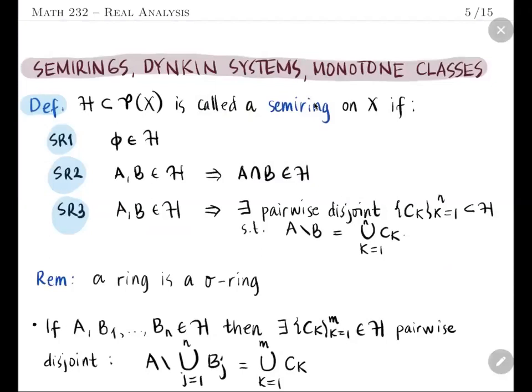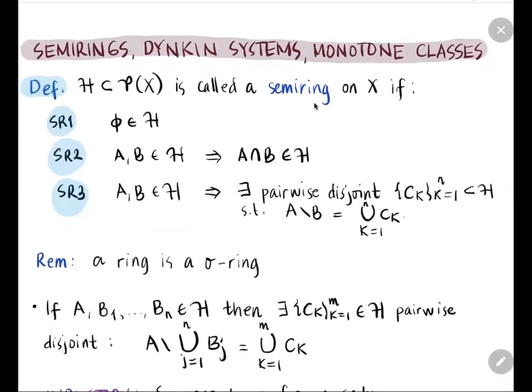SR3 can be generalized in the following way. So if you have, let's say, a sequence of elements in a semi-ring H, say A, B sub 1 up to B sub n, then we can find a pairwise disjoint finite sequence of elements of H, in such a way that A minus the union of the B sub j's is the union of this pairwise disjoint collection.